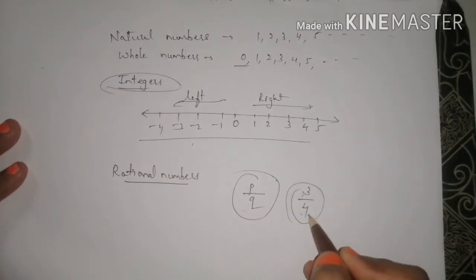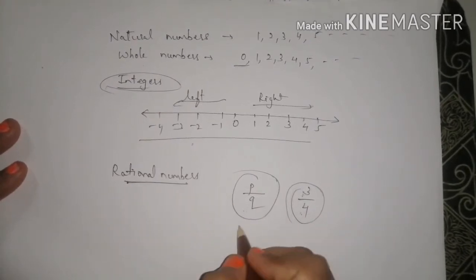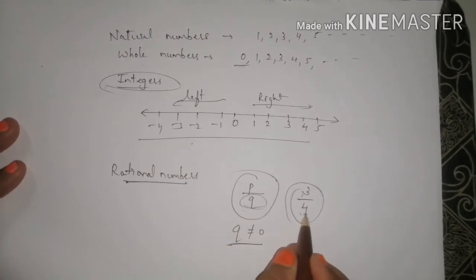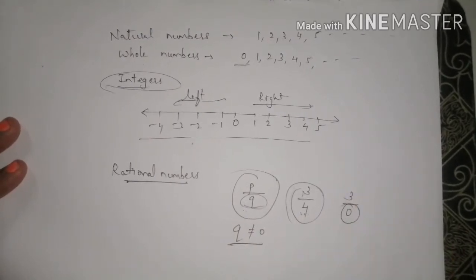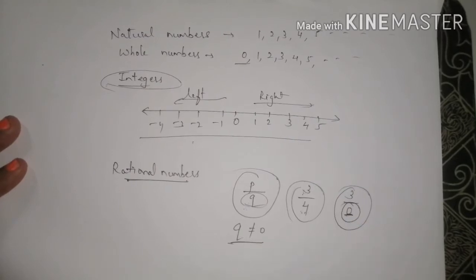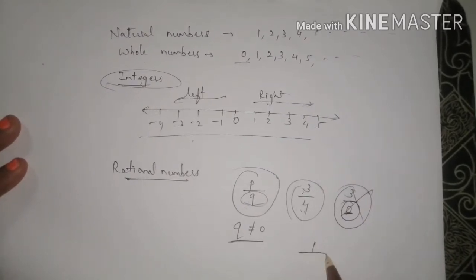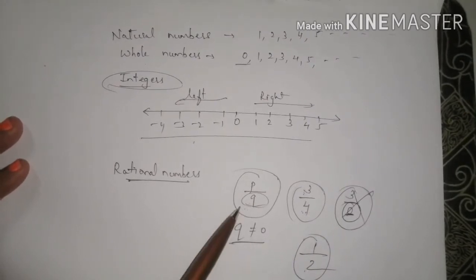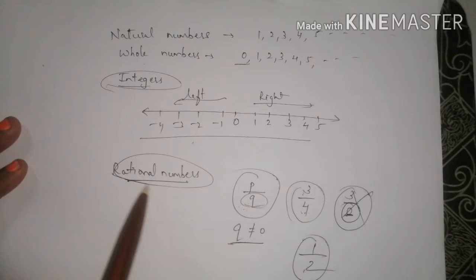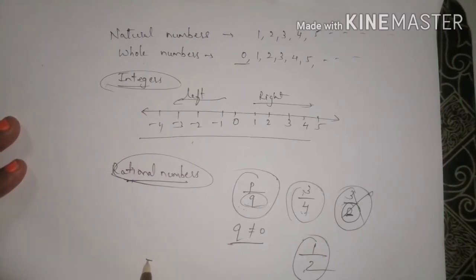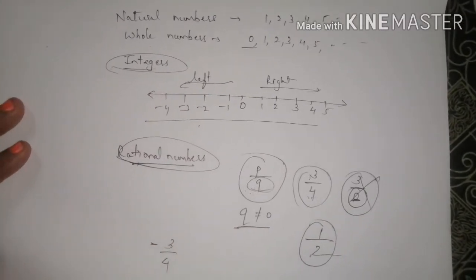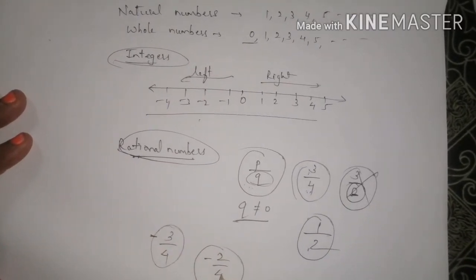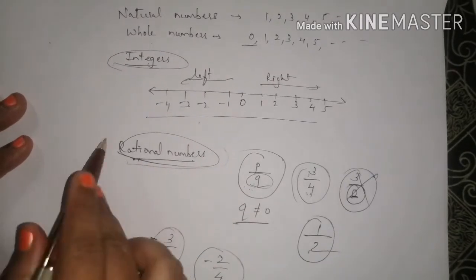Any number which is in this form is a rational number, but the condition is that q should not be equal to 0. Means the denominator should not be equal to 0. Any number in the form of p by q where the denominator is not 0 is called a rational number. It can be negative also, like -3 upon 4, -2 upon 4.